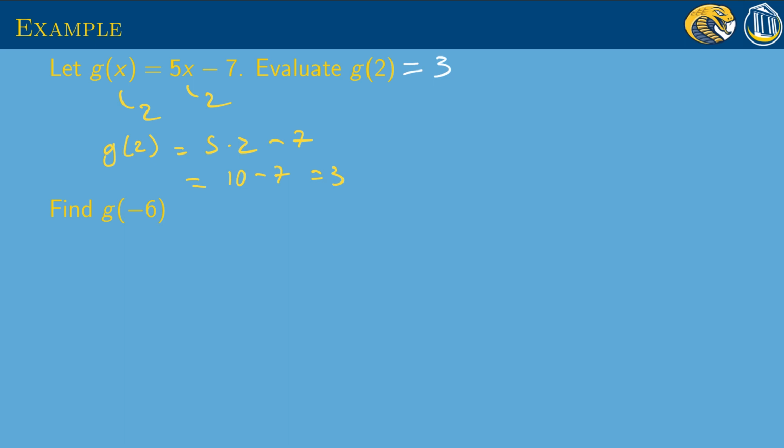This is the same process when we have a negative number. For g of negative 6, we'll start by anytime we see an x, we'll replace it with negative 6. g of negative 6 equals 5 times negative 6 minus 7. This is negative 30 minus 7, or just negative 37. When our input is negative 6, our output is negative 37.